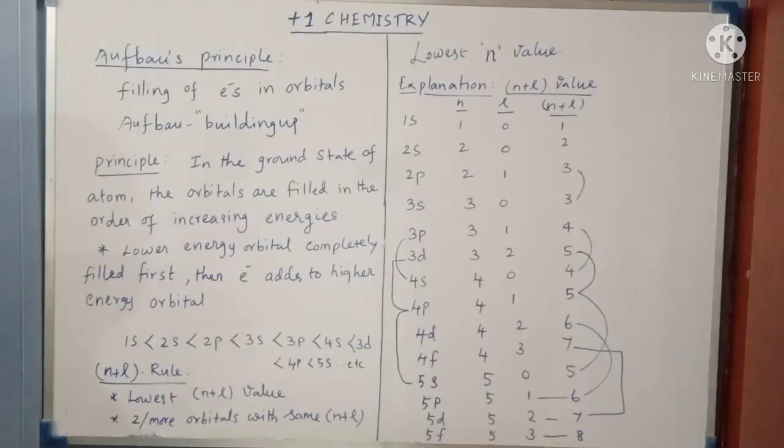Right. So first let me say what the Aufbau principle is. In the ground state of an atom, the orbitals are filled in the order of increasing energies. In every atom, the electrons are filled in the orbitals in their increasing energy order, which means the orbital with lower energy is filled with electrons first. Then once it is completely filled, the electron is added to a higher energy orbital. Simply, the lower energy orbital is filled with electrons first, followed by the higher energy orbitals.